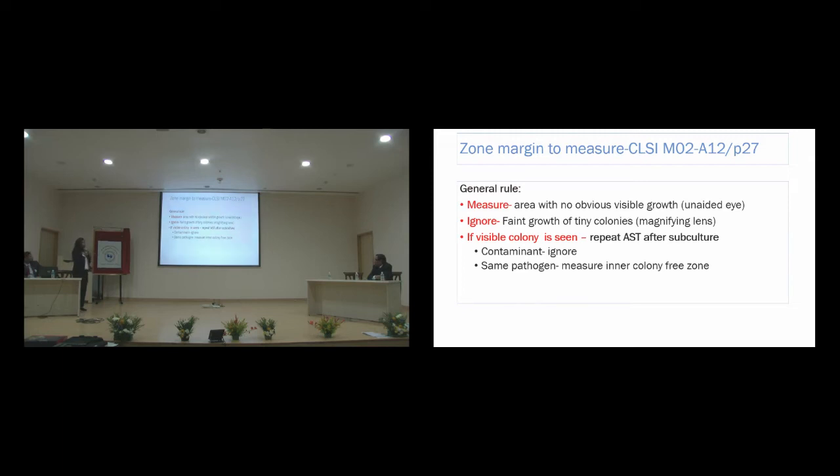Coming to the general rules of how to measure the zone size, this point has been told. The area with no obvious visible growth with the unaided eye is recorded. Ignore the tiny colonies which we see with the help of a magnifying lens. If a visible colony has grown, you can go for a repeat AST. The next day you can look at whether it is a contaminant or the same pathogen. If it is the same pathogen, the colony-free inner zone is recorded.